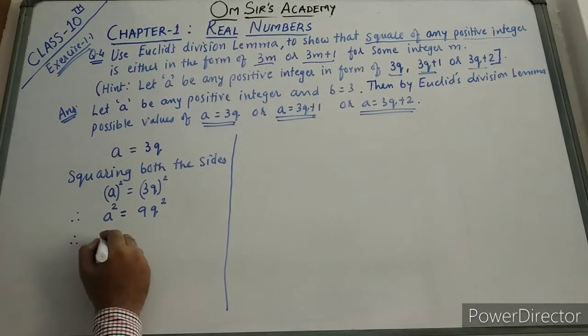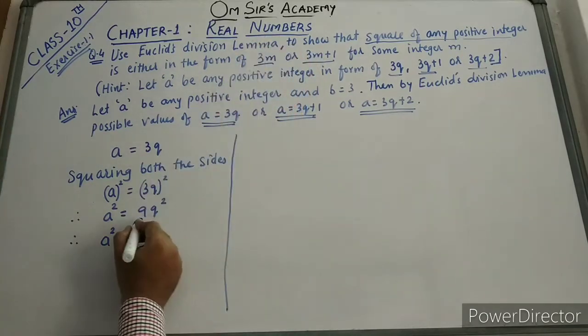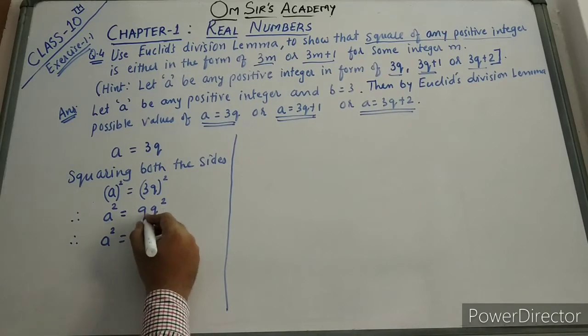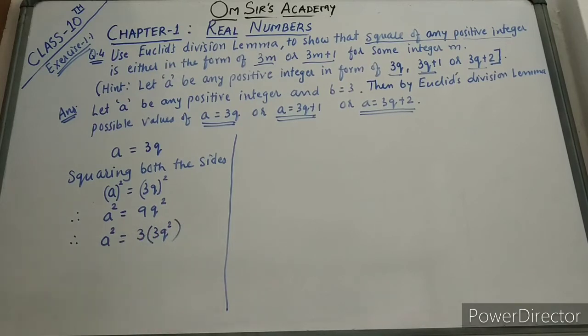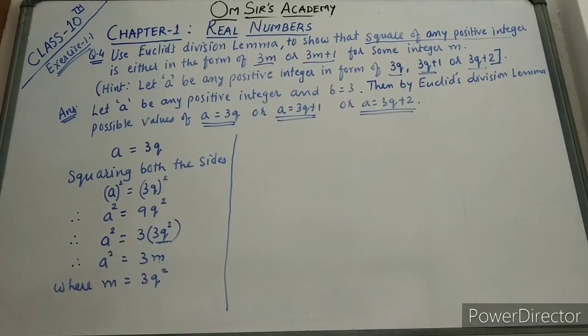So therefore we can write a square is equal to, मेरे को कौन से फॉर्म में लानी है? 3m. So is this number divisible by 3? Yes. So I take out 3 common from this number. What will be left inside? 3q square. So therefore a square is equal to 3m, where my m is equal to 3q square. ये इसकी जगह पे हमने m ले लिया. Is it clear? So for the first one, the square of this number is in the form of 3m. Is it clear, friends?